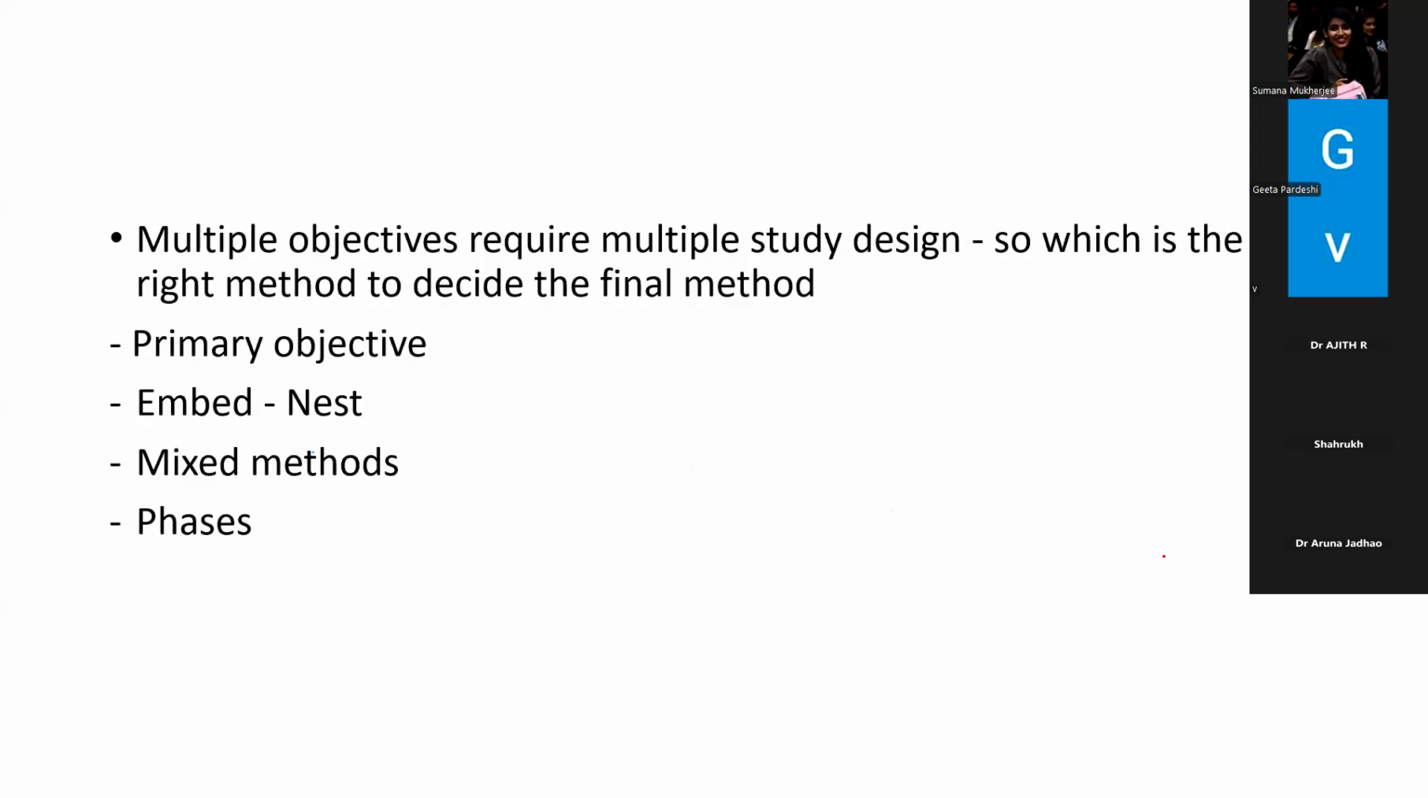Another question which was put forth was, if there are multiple objectives in a study, you will use multiple study designs. So what to do? For your sample size calculation and sampling technique, you can stick to your primary objective. You can embed studies or nest one study into another study. You can use mixed methods, like quantitative and qualitative. And when you have multiple study designs, you can conduct the study in a phase-wise manner, one followed by the other. So you can use multiple study designs, but you then put them in your proposal in a proper format. And each one will then require a different sample size and sampling technique.